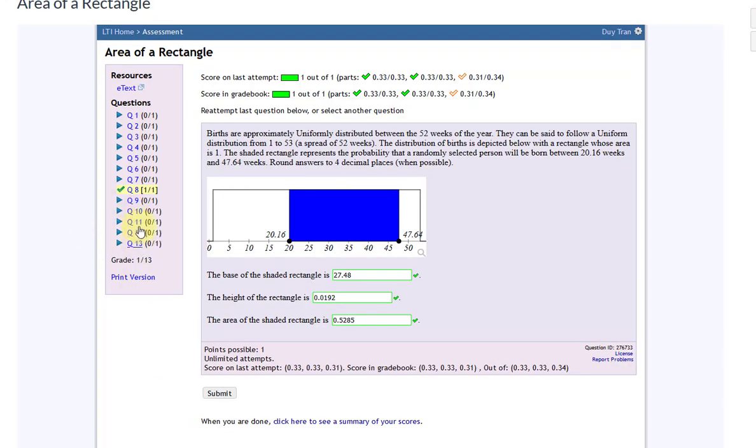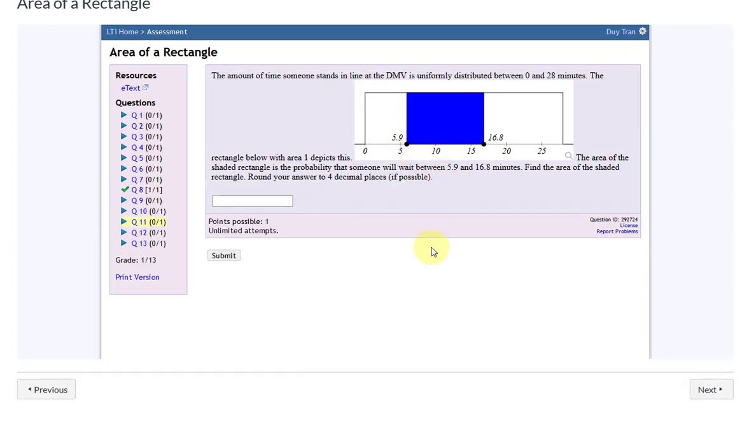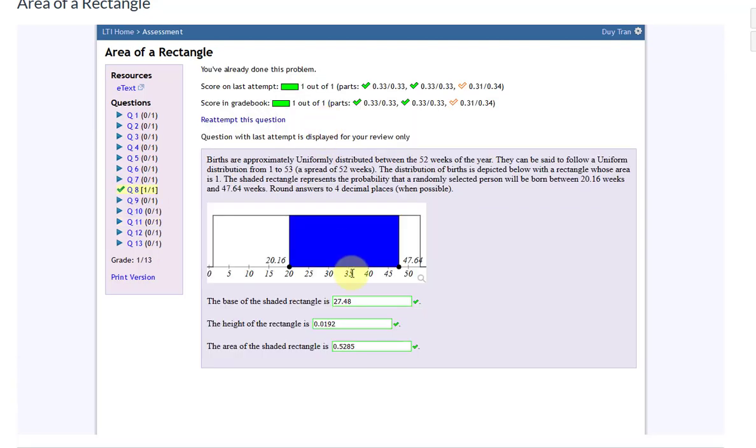And for the rest of the questions, they should be similar, the same thing. As long as you know how to do this one, you should be able to do the rest of the questions.